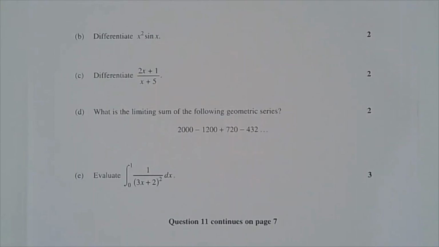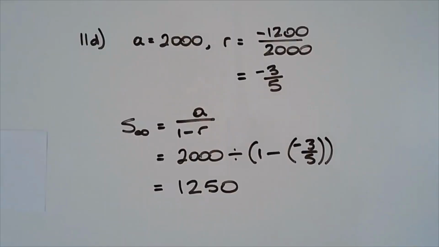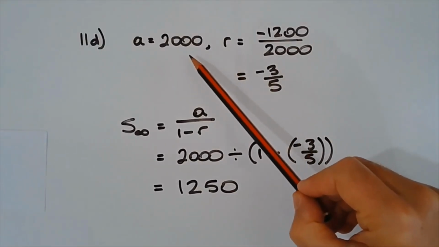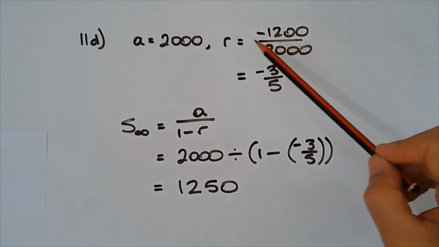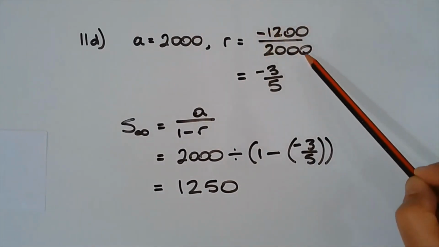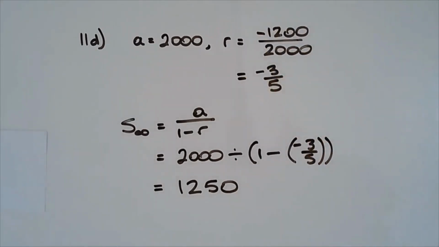Question 11D. What is the limiting sum of the following geometric series? 2000 minus 1200 plus 720 minus 432, and so on. The first term of this geometric series is 2000, and the common ratio can be found by taking one term and dividing it by the term immediately before it. So negative 1200 is t2 divided by t1, the term immediately before it, and that equals negative 3 over 5.